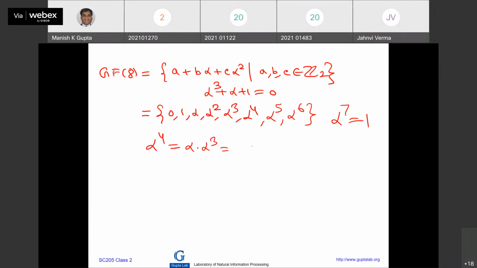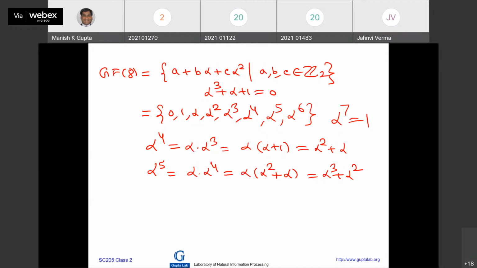Alpha into alpha cube is equal to alpha plus 1, alpha square plus alpha. We are going in reverse, we take out what we need, why should we worry about the rest, right? Alpha raised to 5 will be alpha cube plus alpha square, right? Alpha cube is nothing but alpha plus 1 plus alpha square. So alpha raised to 5 is this quantity.